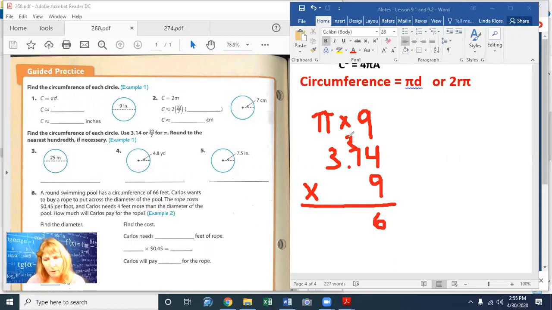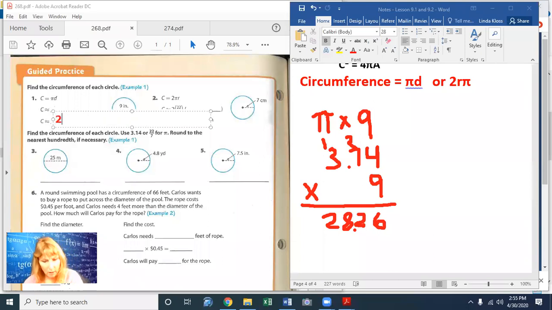9 times 1 is 9 plus 3, 12. Carry the 1. 3 times 9 is 27 plus 1 is 28. And then I have how many numbers after my decimal? 2, right? So the approximate circumference is going to be 28.26, and I think it's in inches. So that's approximated because remember pi goes on forever and ever, and you can never get it exactly right. So number 2, circumference is 2 pi r.